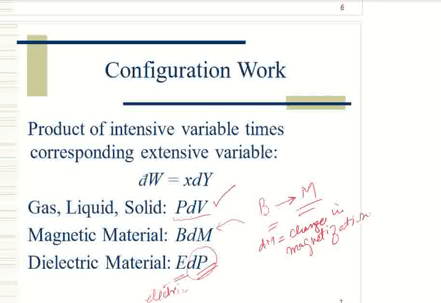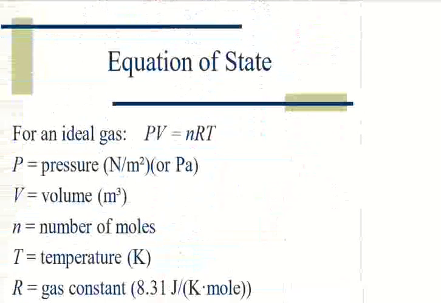So remember that these are only two terms each: pressure and change in volume, magnetic field and change in magnetization, and electric field and change in polarization. You should not read this as three letters. There are only two variables in these equations. So you need to somehow know that these kinds of work may exist.